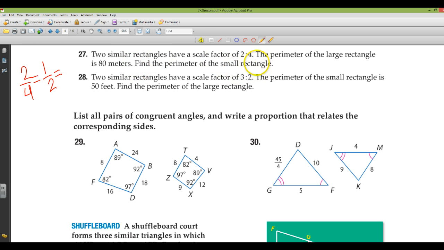So we have the perimeter of the larger rectangle, so that would have to go in the denominator since our larger number is in the denominator of the scale factor. And we're solving for x, so we cross multiply. 2 times x is equal to 1 times 80 divided by 2, and x is equal to 40 meters.